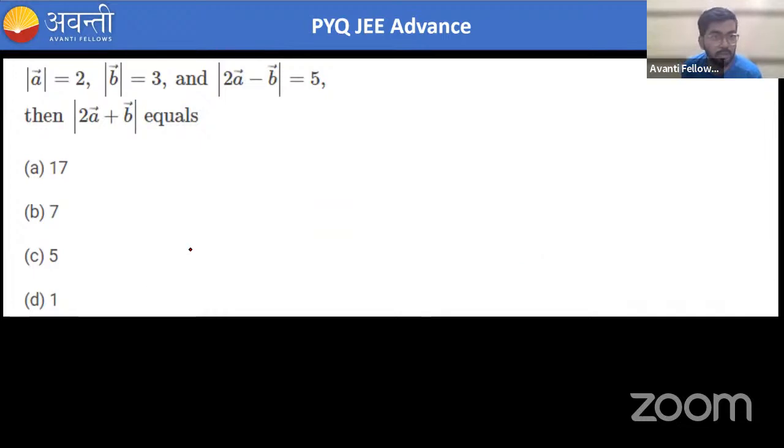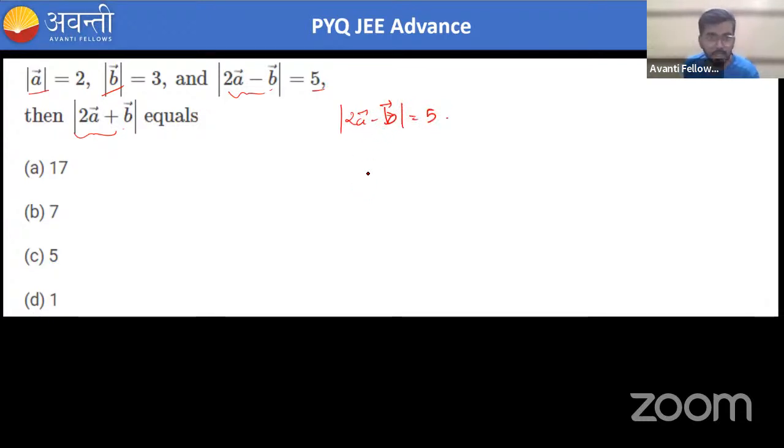Now in this question, we have been given the value of a bar, the value of b bar, the value of 2a bar minus b bar, and then we are supposed to find out the value of 2a bar plus b bar, right? So mod of 2a bar minus b bar is given to us as 5, right?